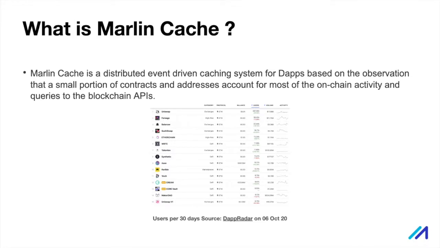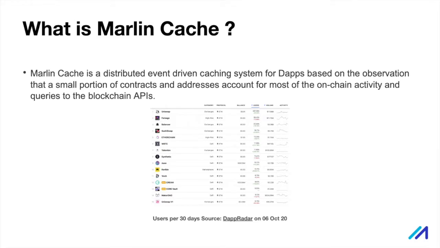What is Marlin Cache? Marlin Cache is based on a simple observation that most of the user activity is from a very few dApps. We can see from the screenshot below that Uniswap, which is the most used dApp by users, accounts for 287k users, while MakerDAO in 14th position accounts for just 9k users. So a large portion of users access a very small number of dApps.